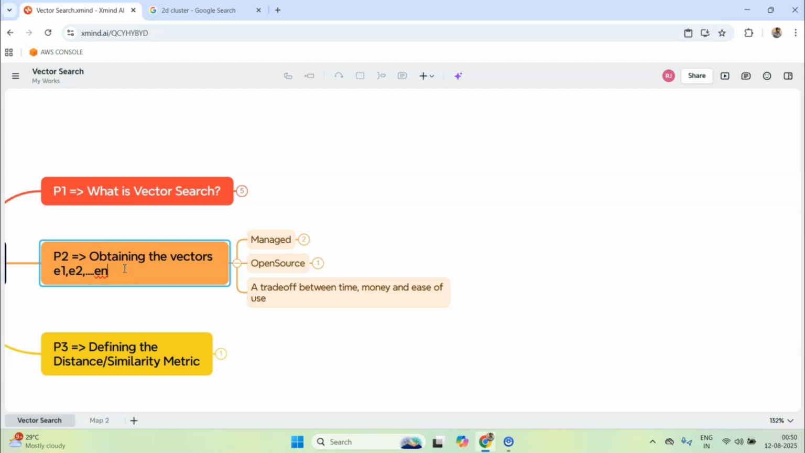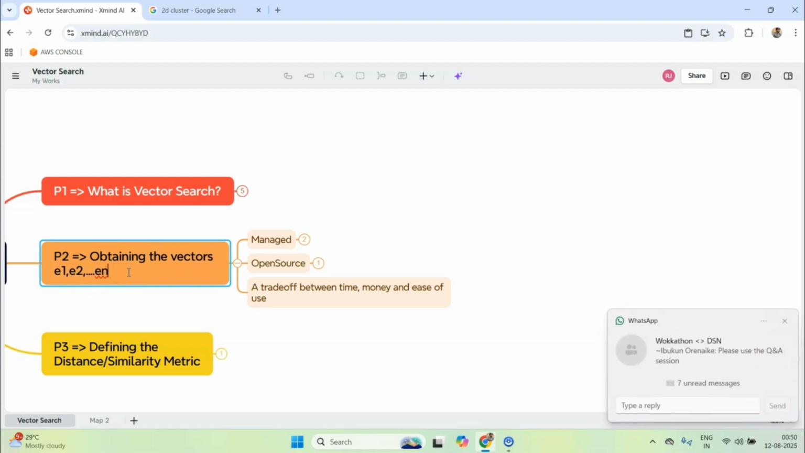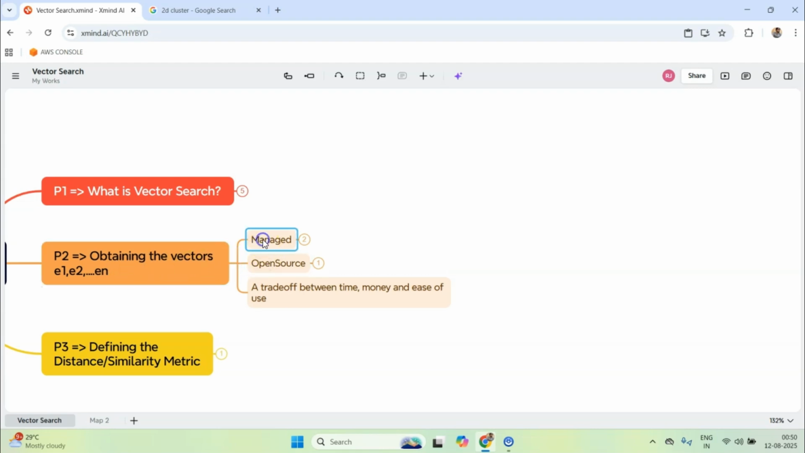But I'm just talking at a very high level about this embedding. For now I'm assuming that I'm not performing any chunking, so I'm taking my n documents and converting them into n embeddings. Now, what are my options? I have two sets of options.